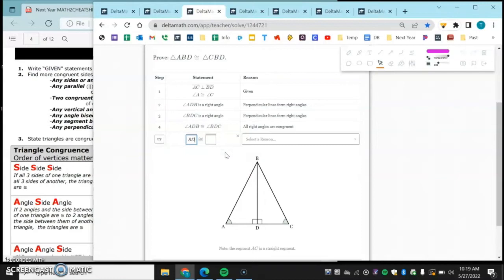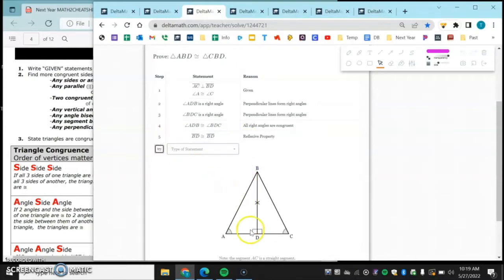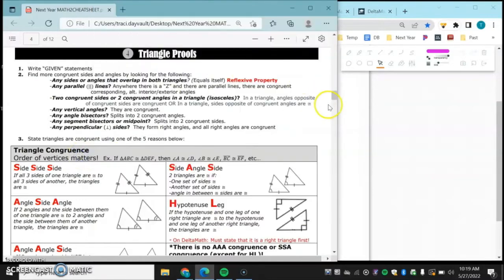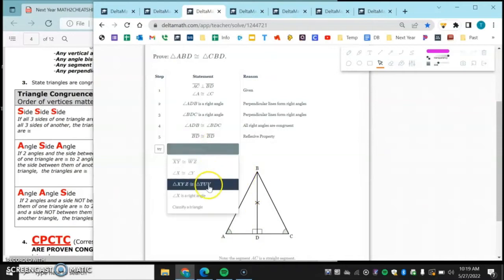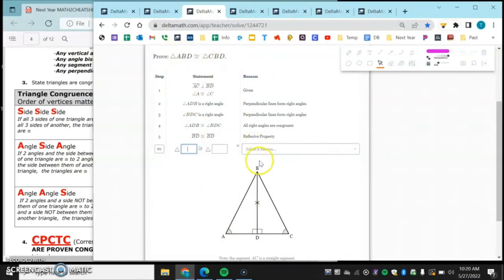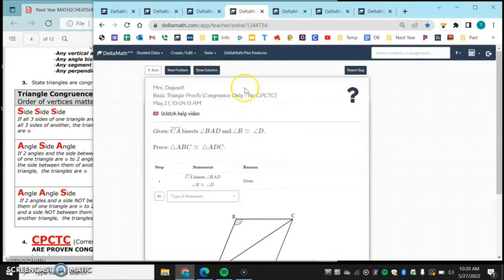So I'm going to say that BD equals itself, and what do we put anytime something equals itself? That is reflexive. So now I have a side and I have two angles. And based on the order, let's see if this falls into the category of any of those 5 theorems. Yes, this would be angle, angle, side. So again, I would just copy this down and say angle, angle, side.